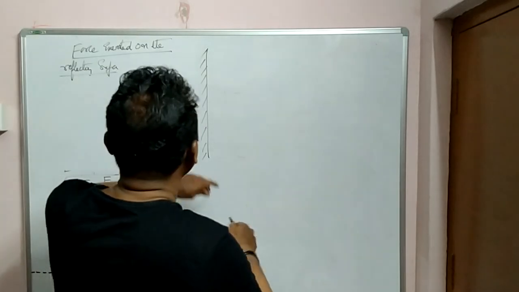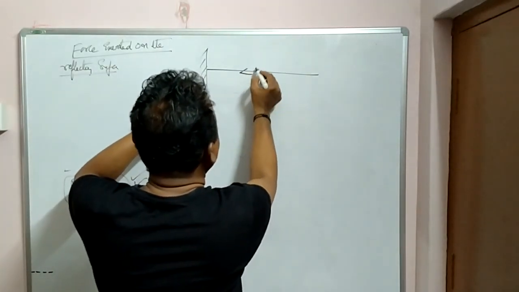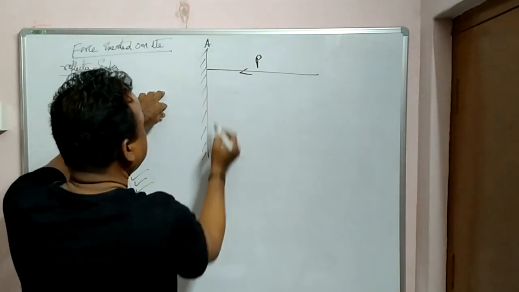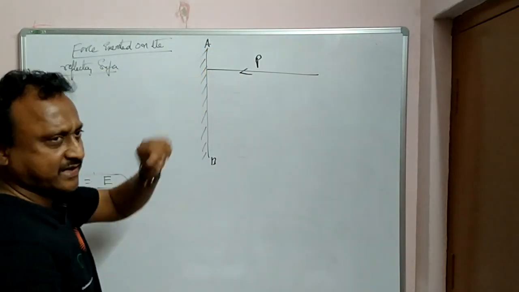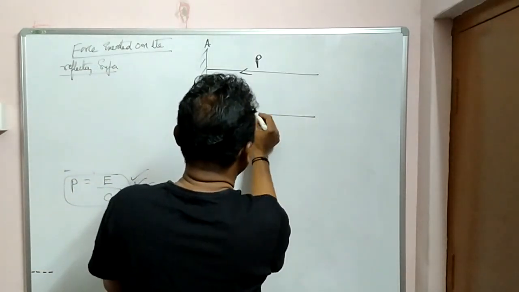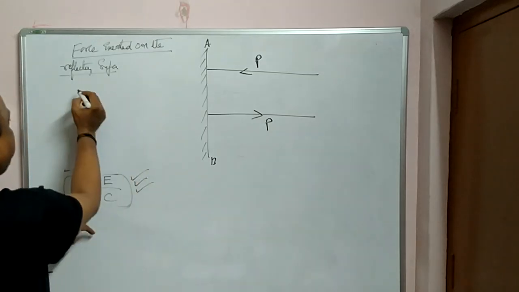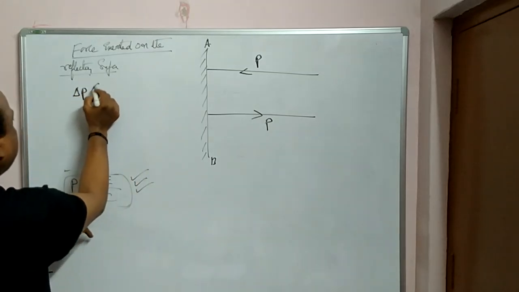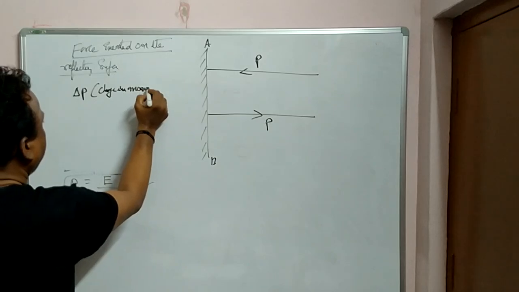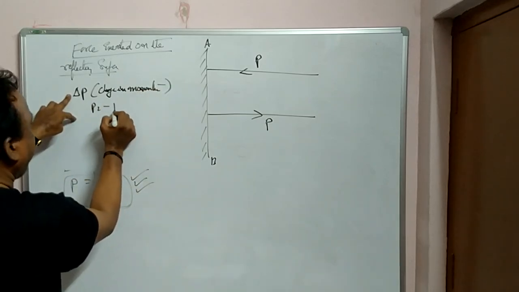And what does that mean? For example here, P is the momentum coming and hitting the surface. This is the surface AB, the reflecting surface. Suppose after hitting, it has gone with the momentum P. Now what is delta P, the change in momentum? Let us find the change in momentum. How will you get delta P? Final minus initial.